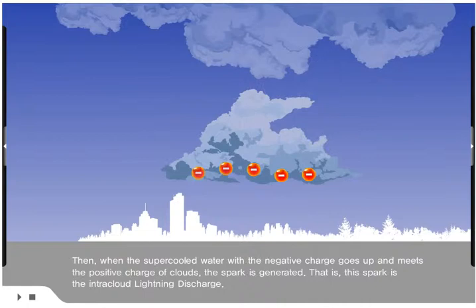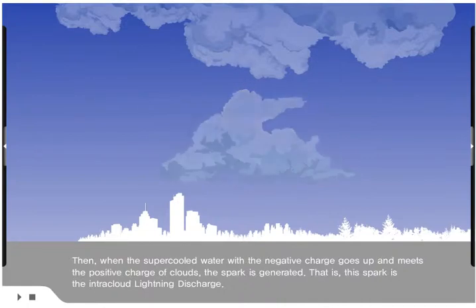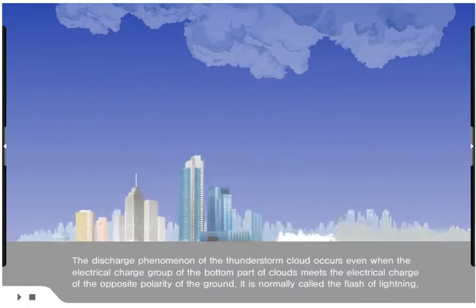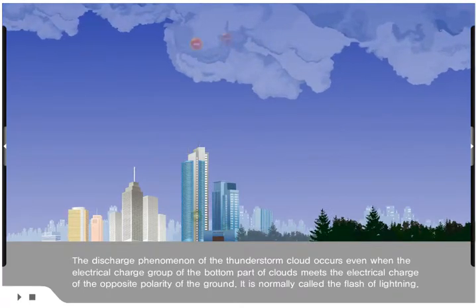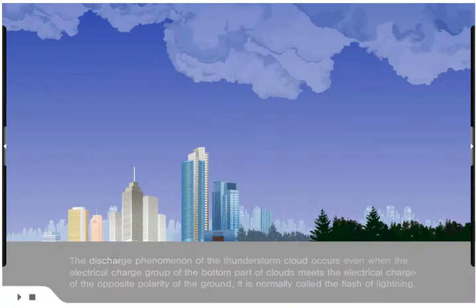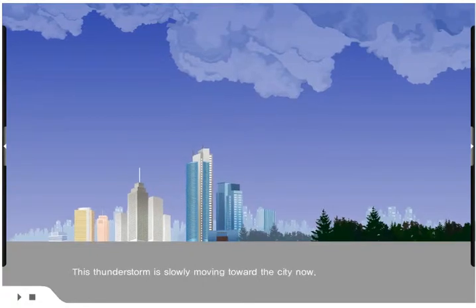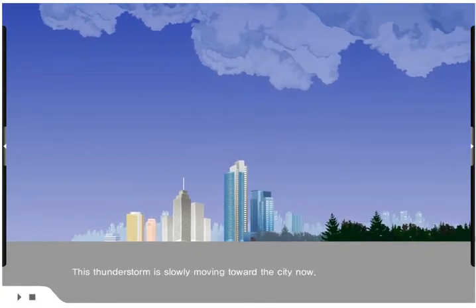the spark is generated. That is, the spark is the intracloud lightning discharge phenomenon of the thunderstorm cloud, and it occurs even when the electrical charge group of the bottom part of the clouds meets the electrical charge of the opposite polarity of the ground. It is normally called lightning. This thunderstorm is slowly moving toward the city now.